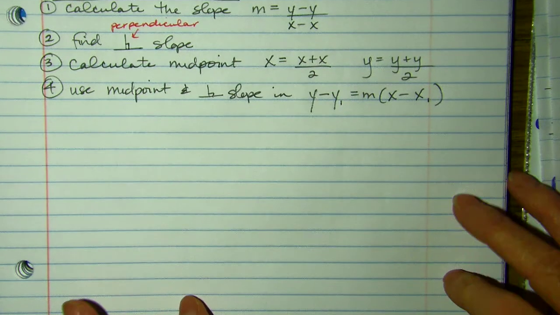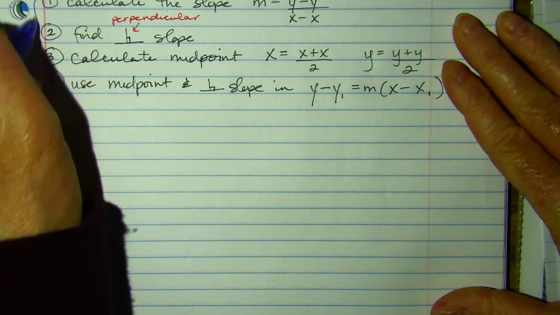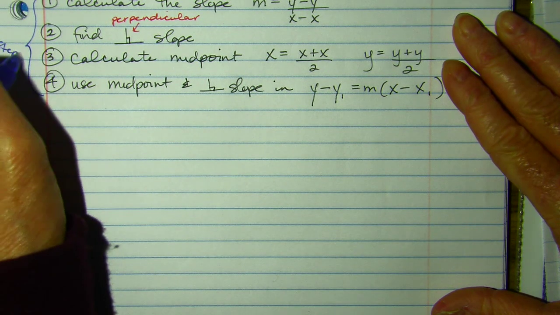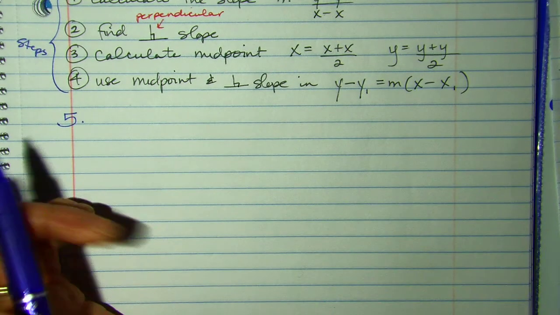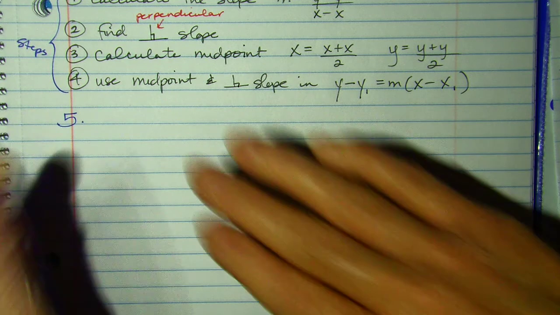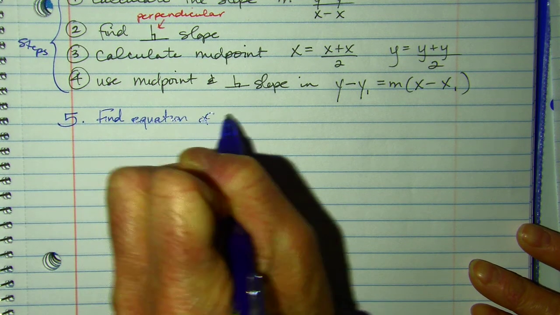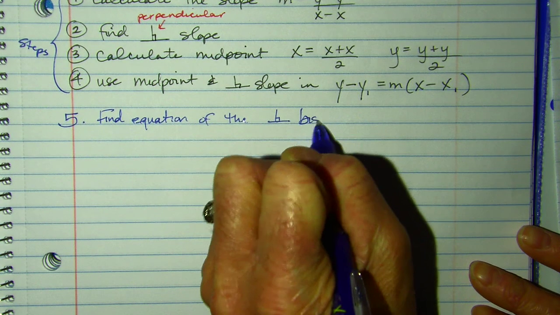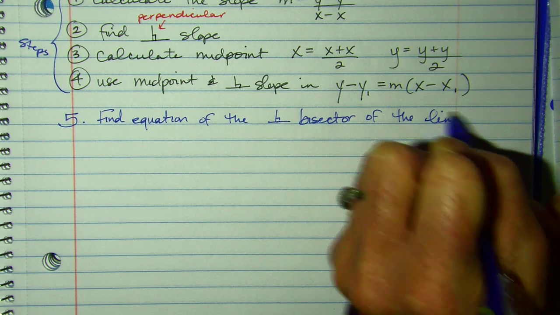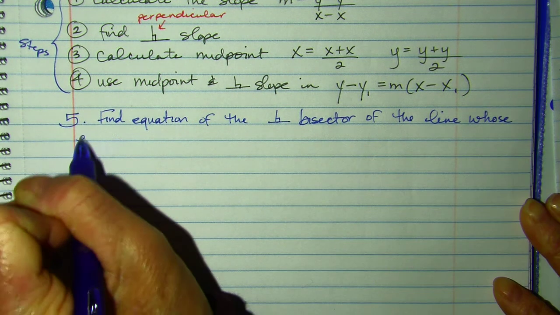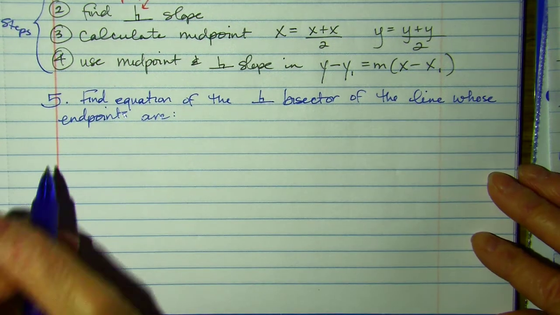So I'm going to do 2 examples. I think that's all you're going to need. These are your steps. So jumping into, I think the last example we did was number 4. So find, in the directions, find the equation of the perpendicular bisector of the line whose endpoints are, and so I'm going to do part A.